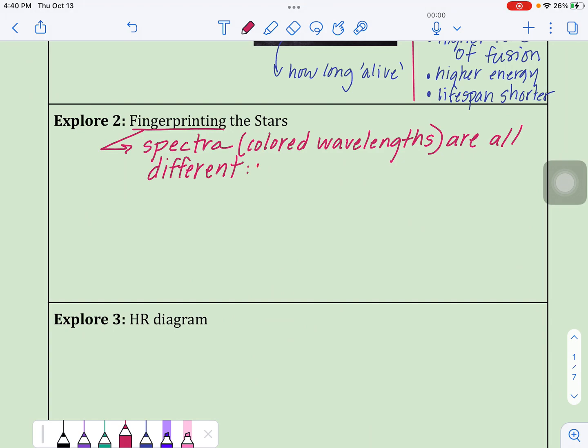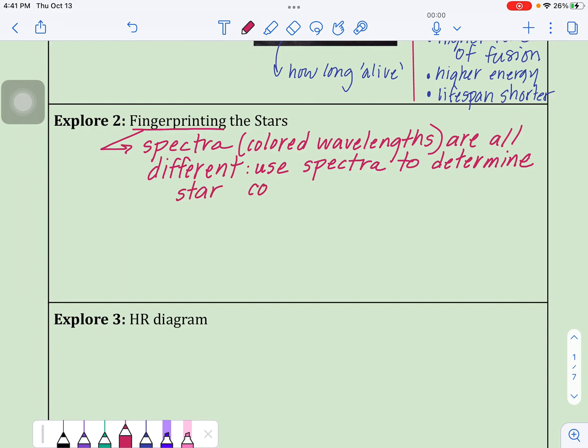And because they are all different, what we can do is use those spectra, those colored lines, to figure out a star's composition. And when we're thinking about star composition, remember, that's a fancy word to say what the star is made of. So we're using those colored wavelengths to figure out, hey, what exactly is inside the star?